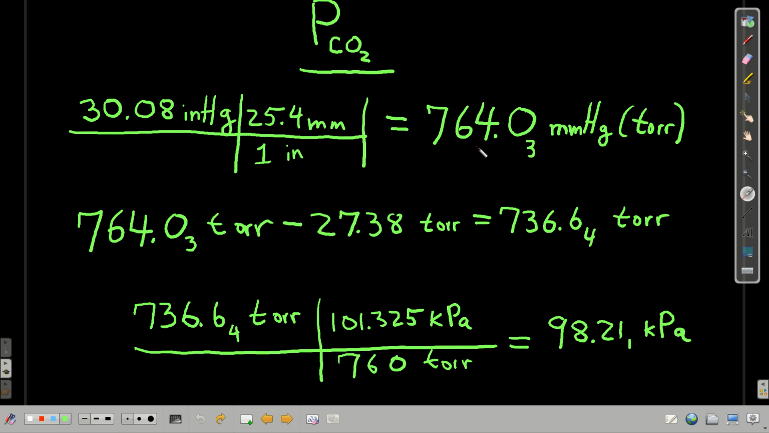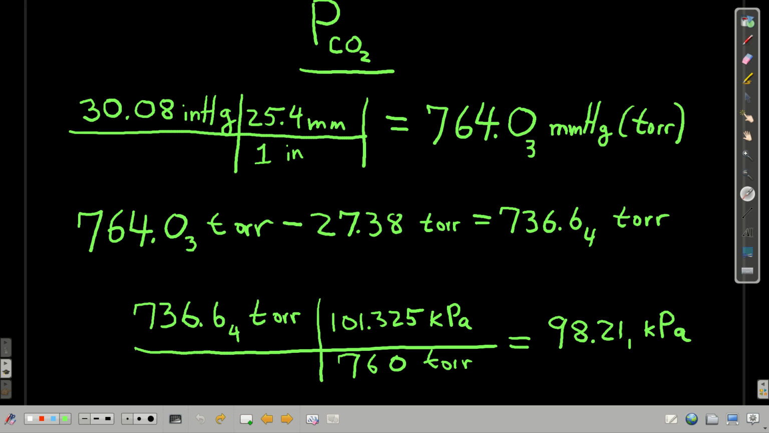Next, we're going to find the partial pressure of carbon dioxide above the solution. The first thing I did, which you will do also, was take the atmospheric pressure that you measured on the barometer and convert it to millimeters of mercury. There's 2.54 centimeters in an inch, and there's 10 millimeters in a centimeter. So 25.4 millimeters per inch gives us 764.03 millimeters of mercury, which is the same as torr. So that is the atmospheric pressure right here.